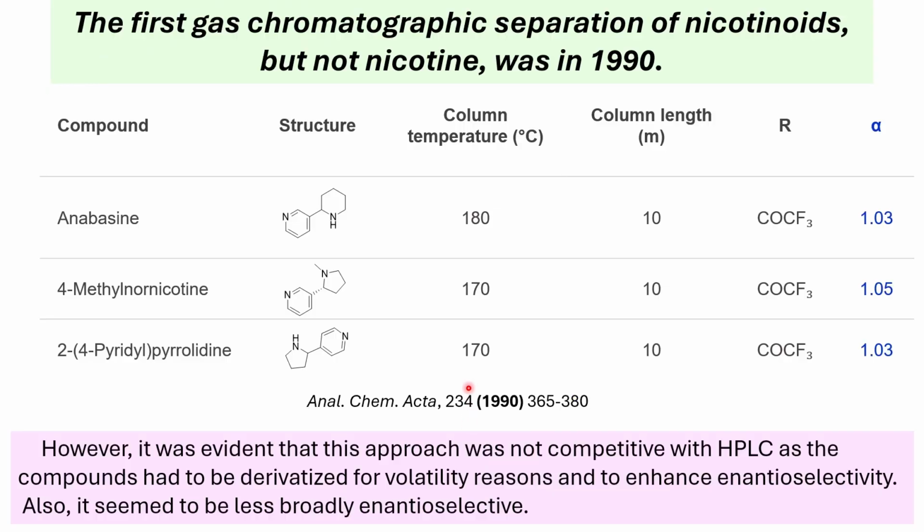The first gas chromatographic separation of nicotinoids independently, but not for nicotine once again, was in 1990. Here you see anabasine, 4-methylnornicotine, and so forth. Note that you have to derivatize them, in this case with trifluoroacetic anhydride to derivatize the amine functional group, and you could get a separation. But it was evident that this approach was not really competitive with HPLC, as the compounds had to be derivatized for volatility reasons or to enhance enantioselectivity, and it also seemed to be less broadly enantioselective.